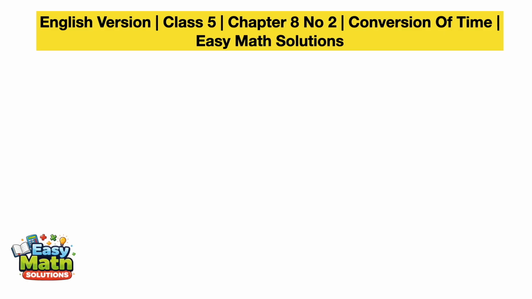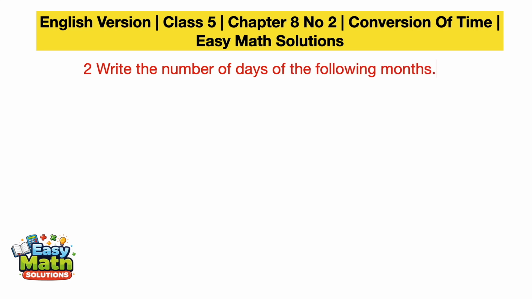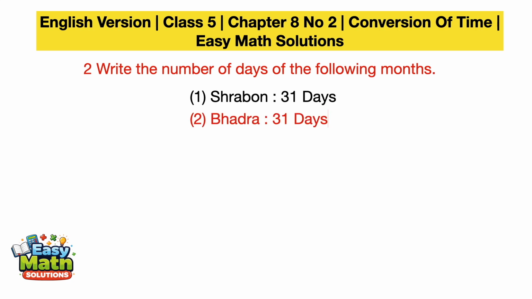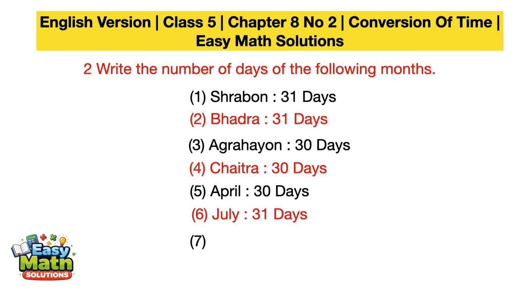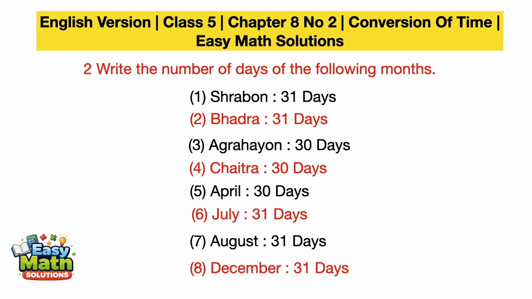English version mathematics class 5 chapter 8 conversion of time. Number 2, write the number of days of the following months. Shravan month 31 days, Bhadra month 31 days, Agrahan month 30 days, Chaitra month 30 days, April month 30 days, July month 31 days, August 31 days, and also December 31 days.